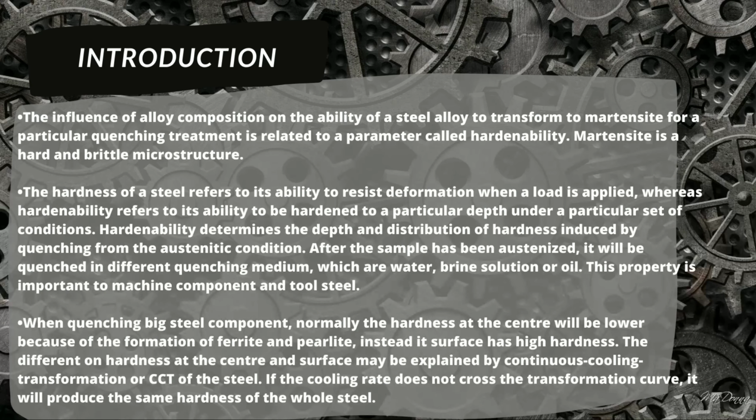This property is important to machine components and tool steel. When quenching big steel components, normally the hardness at the center will be lower because of the formation of ferrite and pearlite. Instead, its surface has high hardness. The difference in hardness at the center and surface may be explained by the continuous cooling transformation, or CCT, of the steel. If the cooling rate does not cross the transformation curve, it will produce the same hardness throughout the whole steel.